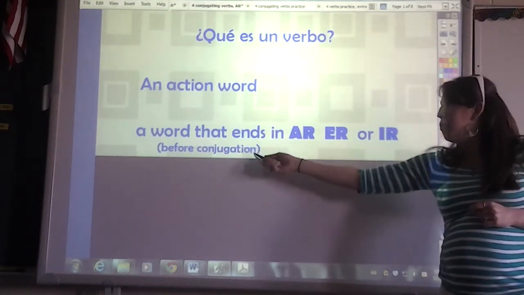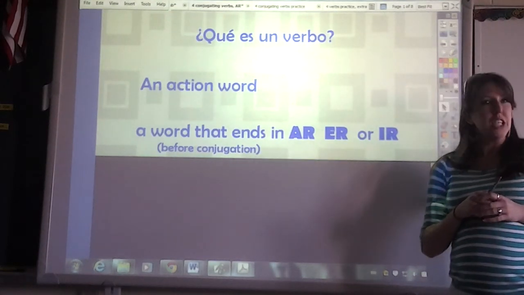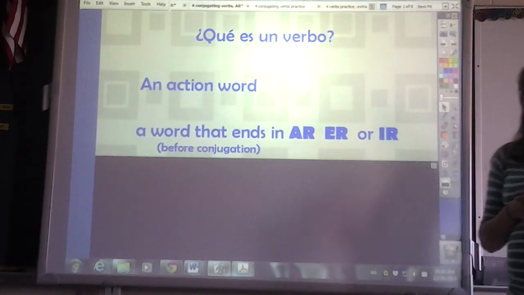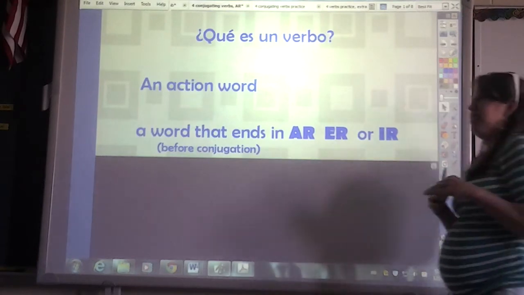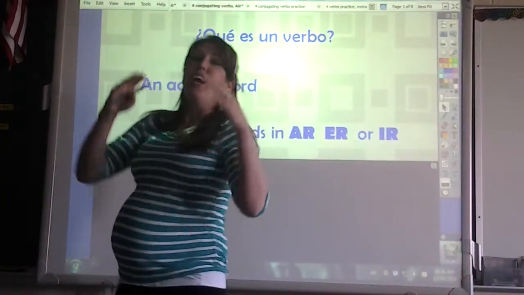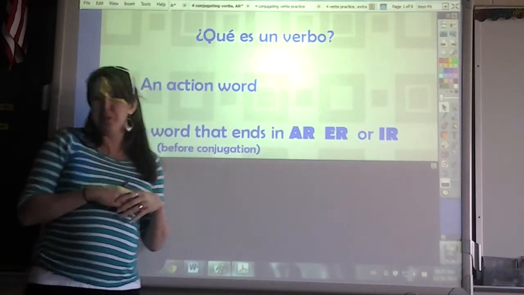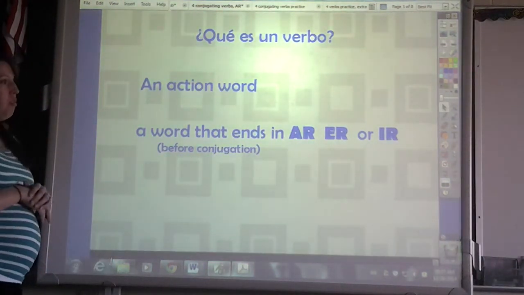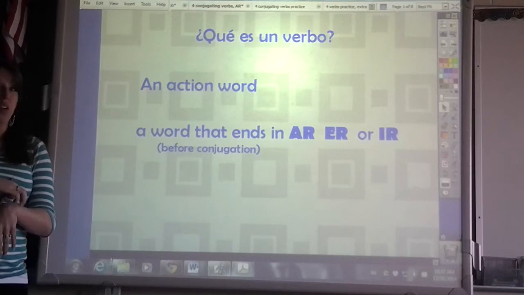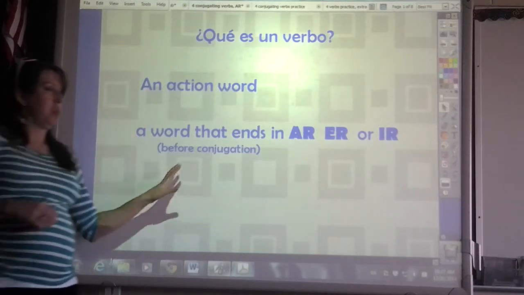And I have down here before conjugation. What is conjugation? Conjugation is taking that chart, that awesome chart we learned about, and putting a verb into those forms. That's conjugating. Okay, so that's what we have so far.